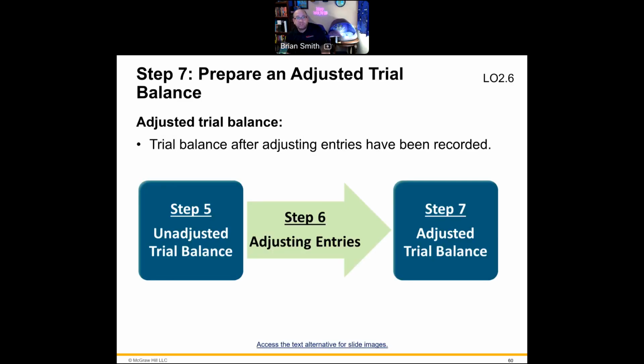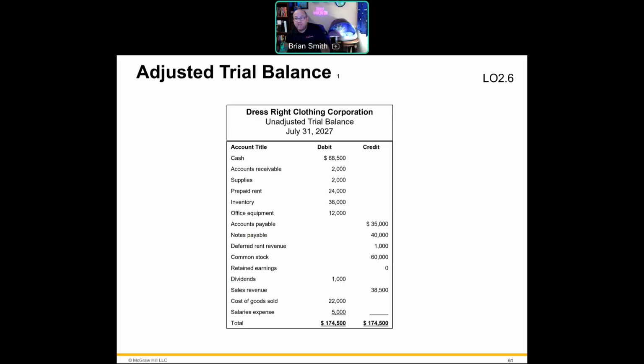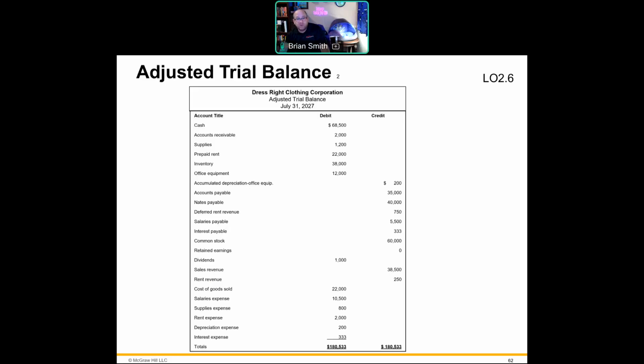Okay, so prepare an adjusted trial balance. We made all those adjustments, and now we're making them reflect here. This is our unadjusted. Here's our adjusted. Now we got some additional accounts. Again, if you need to see the alternative text, please click that button. Oh wait, there's no button on this one.